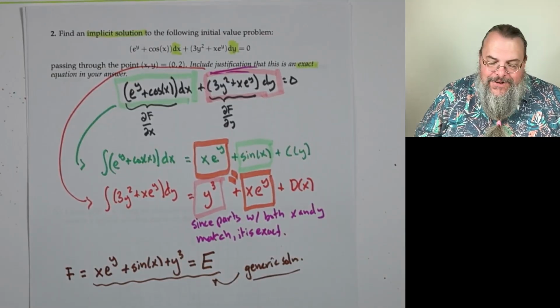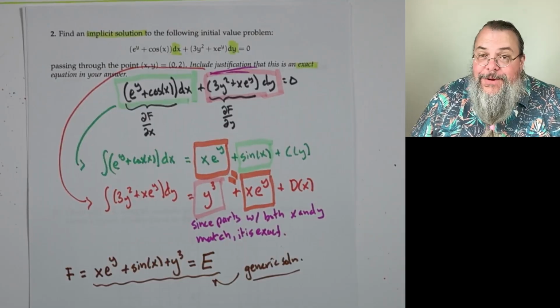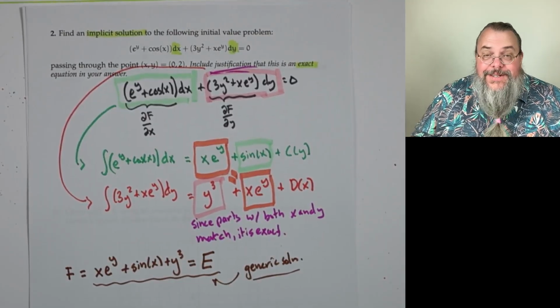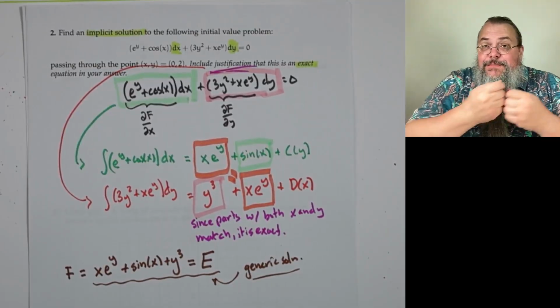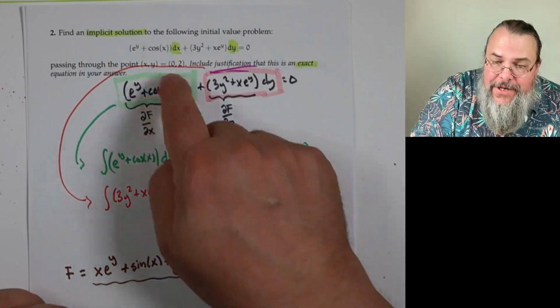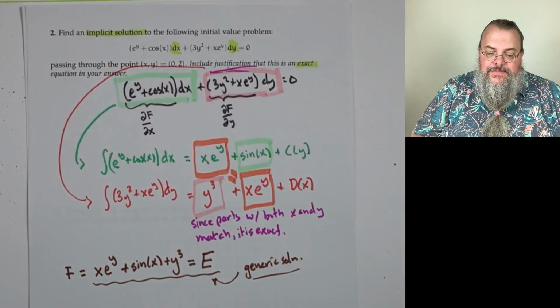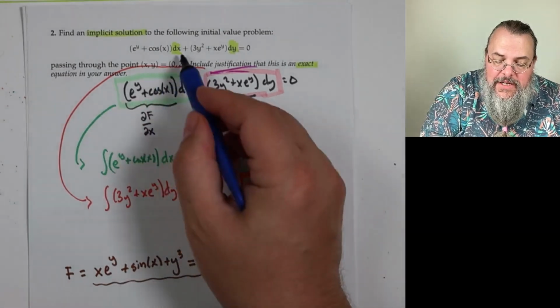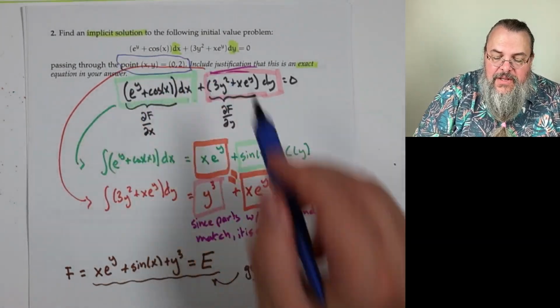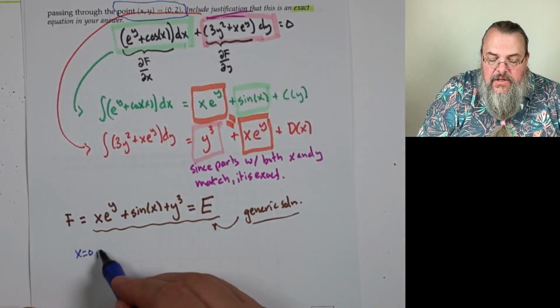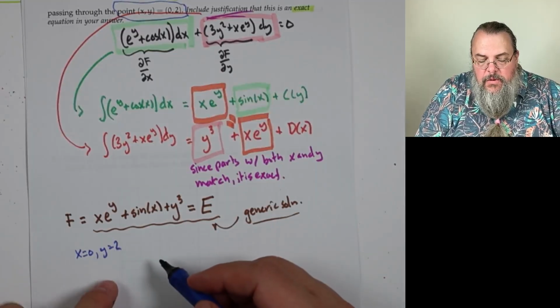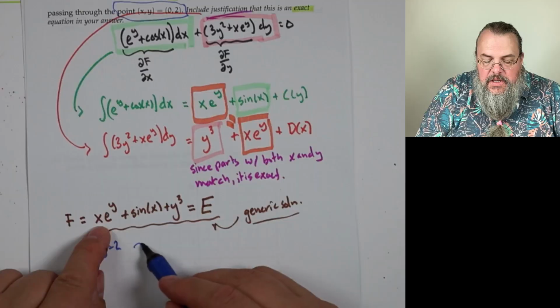Okay, now, with all of that out of the way, well, are we done? No, right? Because they gave us a point. They said, we're going to go through that point 0, 2. So, we haven't yet used this information. So what do we know? When we plug in x equals 0, y equals 2, we say, well, what do we get? Well, we get the following.